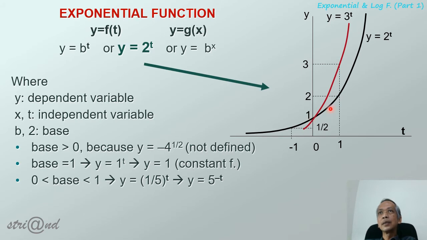Why? Because at the vertical intercept here, the t is 0. And any number which is raised to 0 will always be 1. So the vertical intercept is 1 here, even though the base is increased or decreased. And let's talk about the base again.